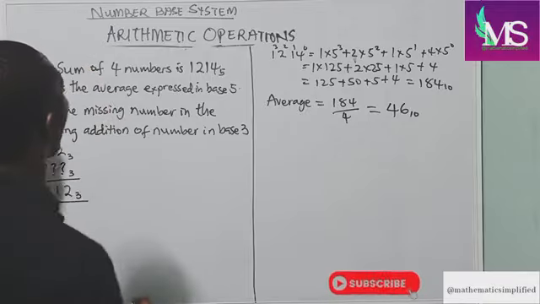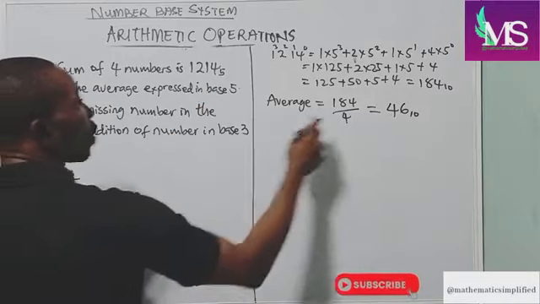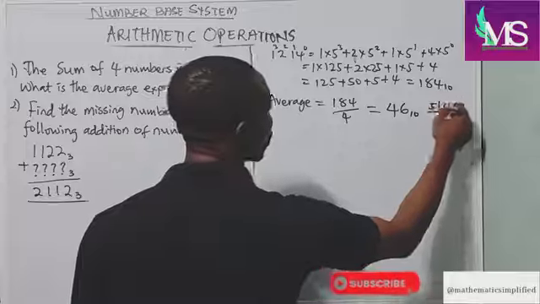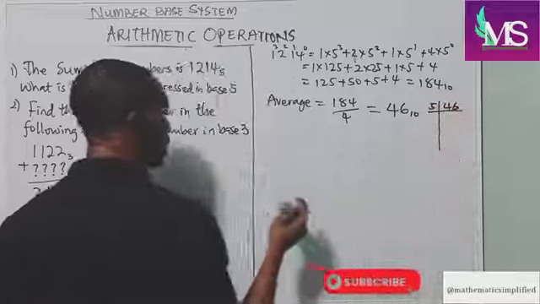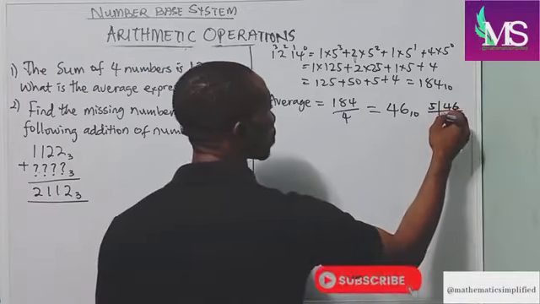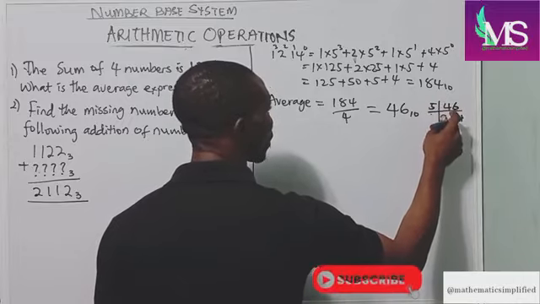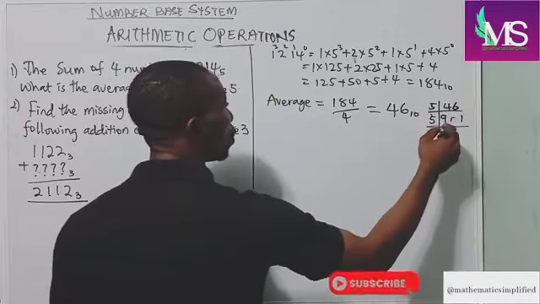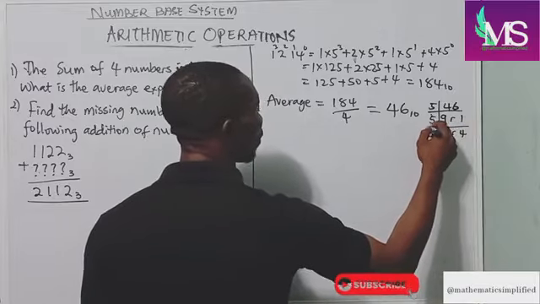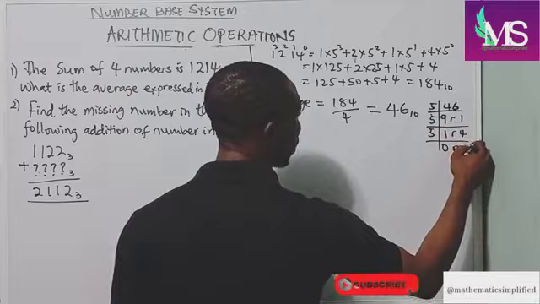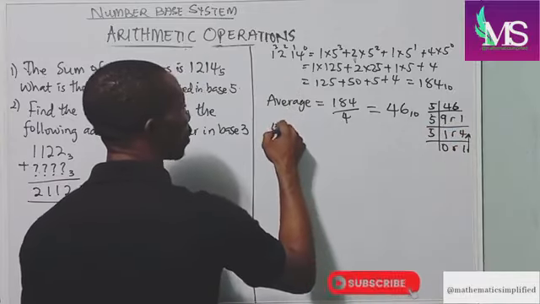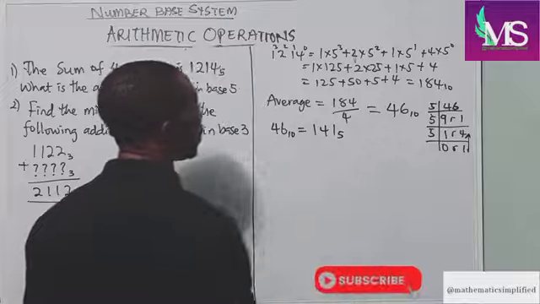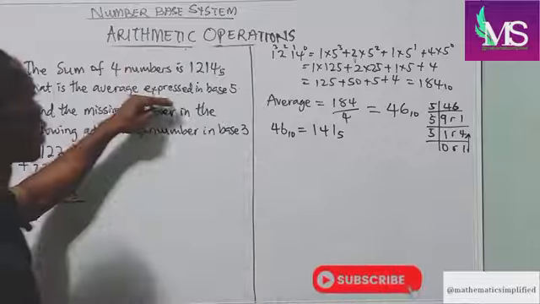So to find the average expressed in base 5, we need to convert 46 to base 5. So this becomes 5 into 46, and that will be 9, remainder 1. That is 9 times 5, 45, remainder 1. So 5 into 9 would give us 1, remainder 4, and 5 into 1 will give us 0, remainder 1. So reading upwards, 46 base 10, which is the average, will be 141 base 5. So 141 is the average expressed in base 5.